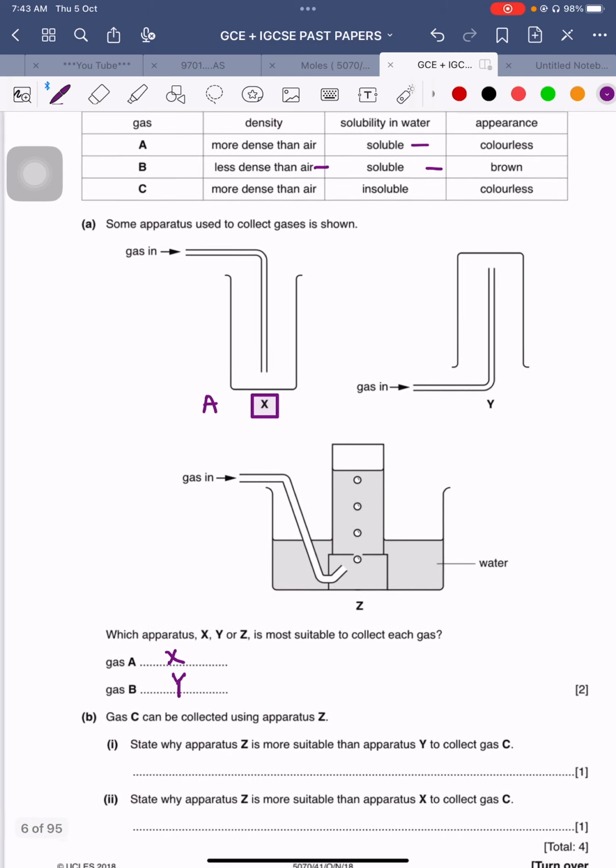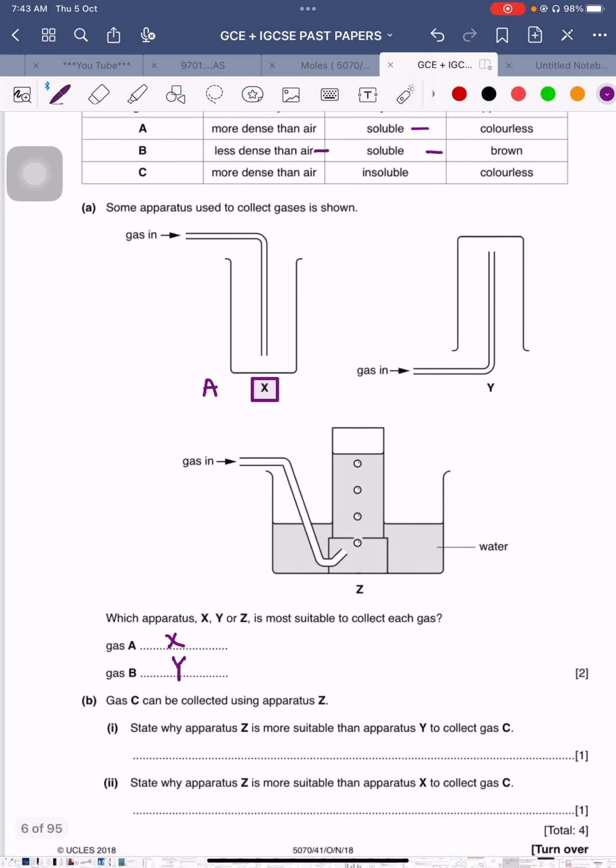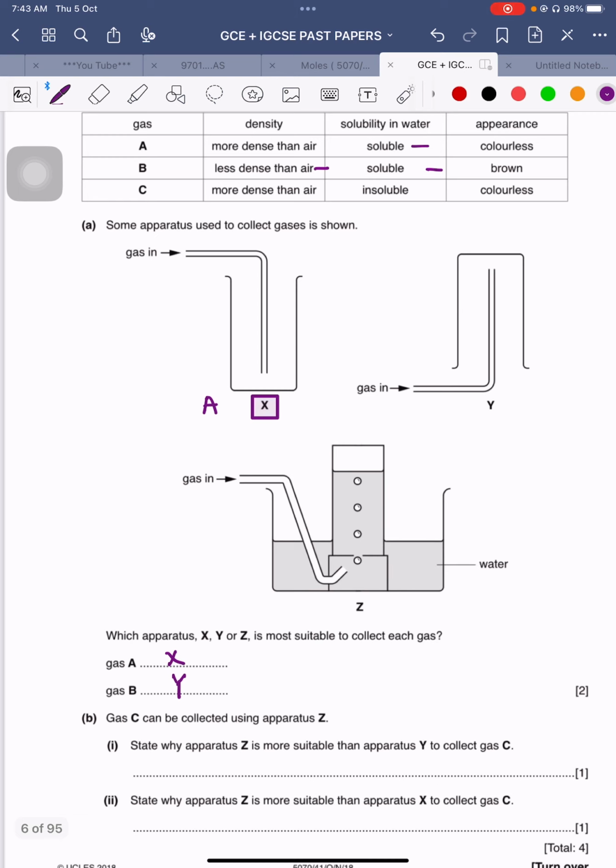Now we can see the next point, and that is gas C can be collected. Look at gas C. Gas C can be collected by using apparatus Z. State why apparatus Z is more suitable than apparatus Y to collect gas C. Gas C is comparing Y and Z. So they are saying that it is denser and it is insoluble. As it is denser, it will not move upward.